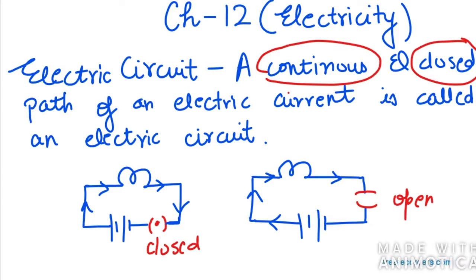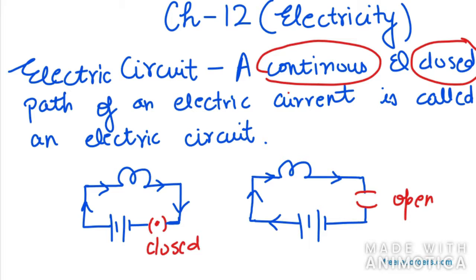Hello all, let's start with chapter number 12, electricity. So I would be today covering electric circuit and electric current. An electric circuit is a continuous path of an electric current. It should be a continuous and a closed path. If it is an open path, then it won't conduct electric current.